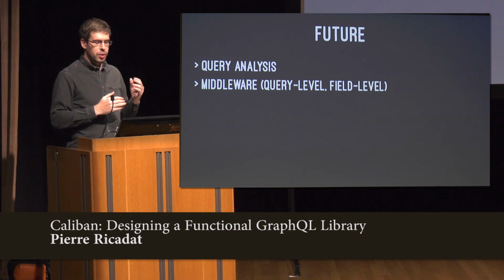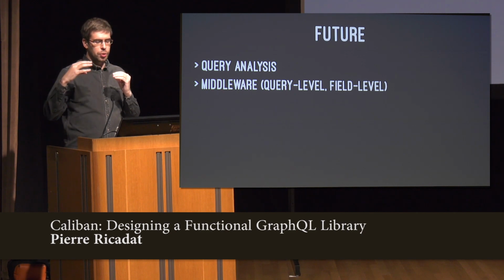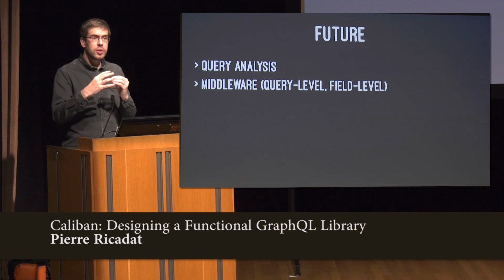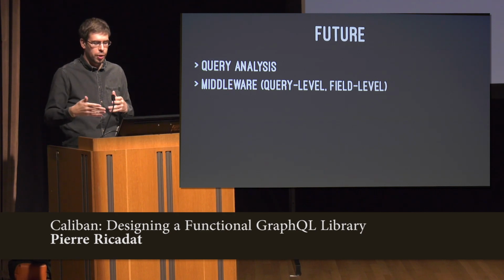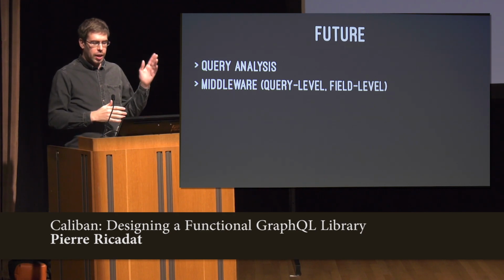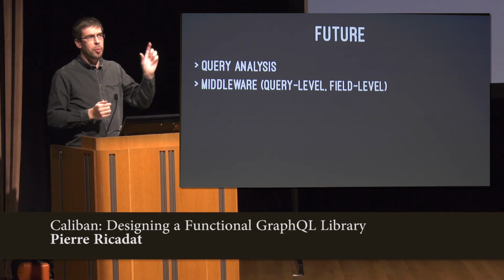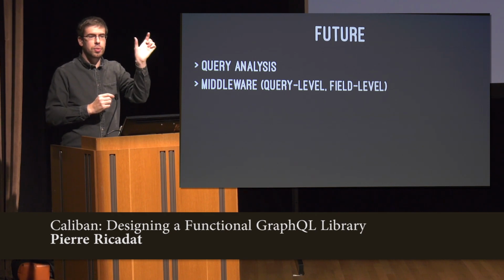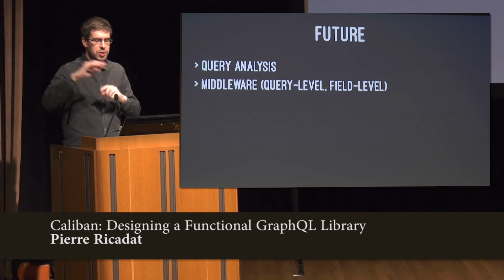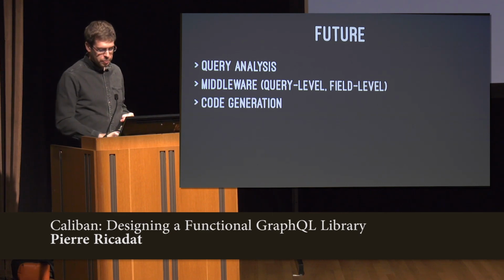Right now, you can also add some middleware around each query execution. So you can, for example, add a timeout on every query or add a log somewhere for every query. So that is already there. I would like to add it at the field level. So some people might want to do something on every field, like measure how long it takes to query each field and maybe store the metrics somewhere. So that's something I will work on.